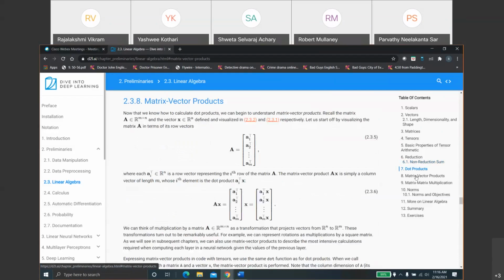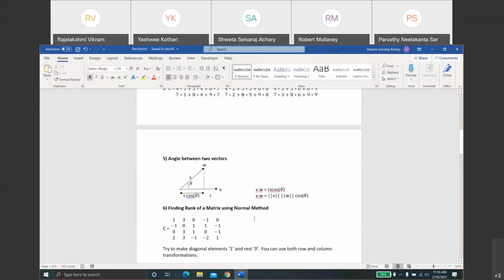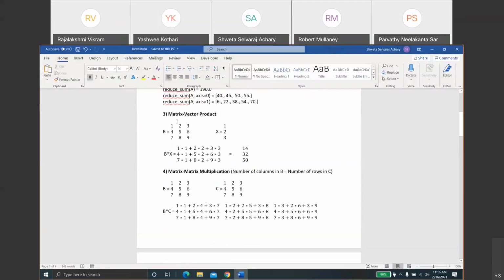What is a matrix vector product? We'll look at this using an example. Let us consider a matrix B and a vector X, which has values 1, 2, 3. So how do you take a matrix and vector product? You take a dot product of the first row with the vector X. So it's 1 into 1 plus 2 into 2 plus 3 into 3.